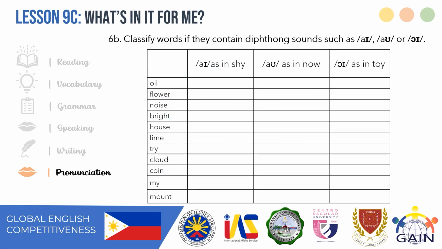Diphthongs are 2 vowel sounds blended as one. For our activity, classify words by ticking the correct column to show whether they contain diphthongs such as I, ow, or oi. The first item is done for you. Here we have the word oil. Now pause the video and answer the rest of the items. Here are the correct answers.